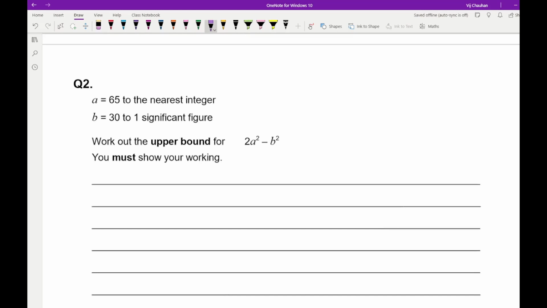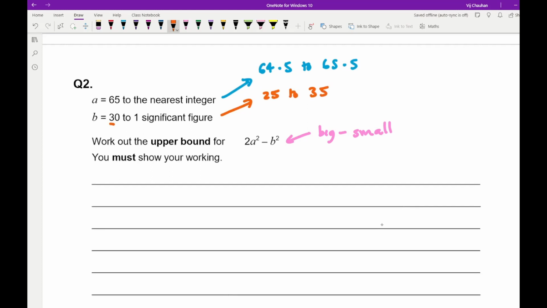Now, as we've got a subtraction, to get the biggest value we need the biggest first number take away the smallest second number. So if I work out the bounds for each of these two: the nearest integer is the nearest whole number, and half of 1 is 0.5, so my upper and lower bound for 65 is 64.5 to 65.5. For b, we're rounding to one significant figure, so it's the nearest 10. Half of 10 is 5, so we add and subtract 5, which gives me 25 to 35.